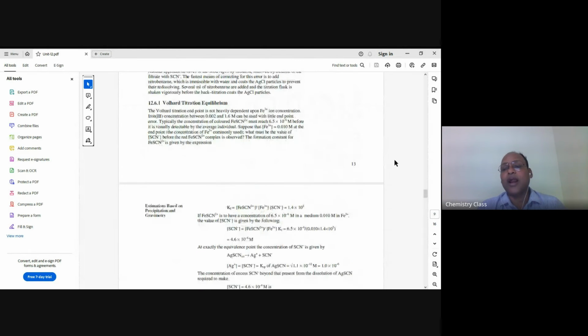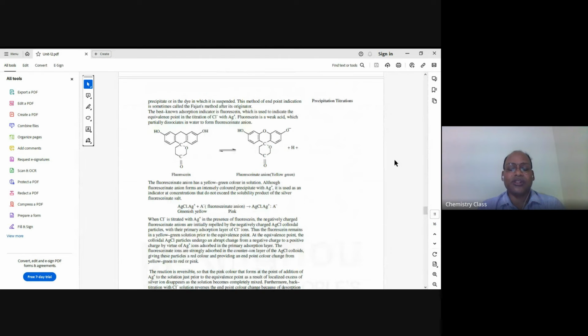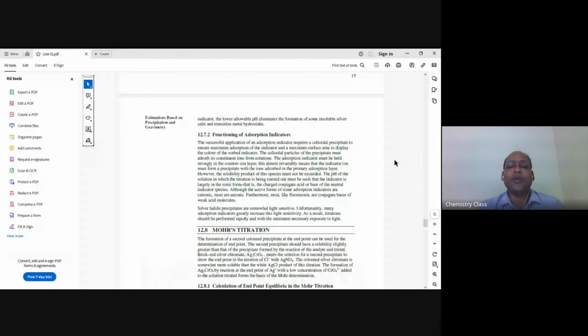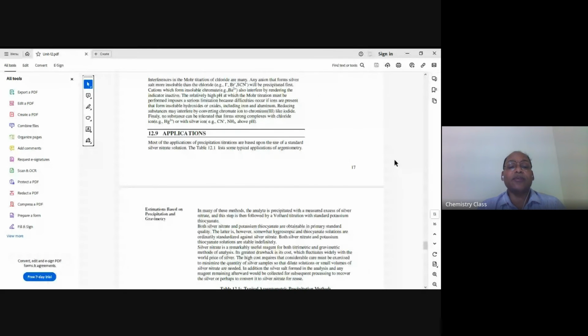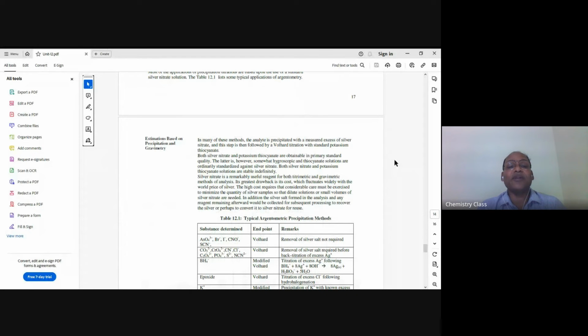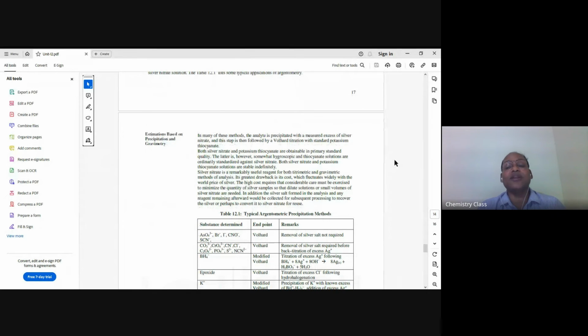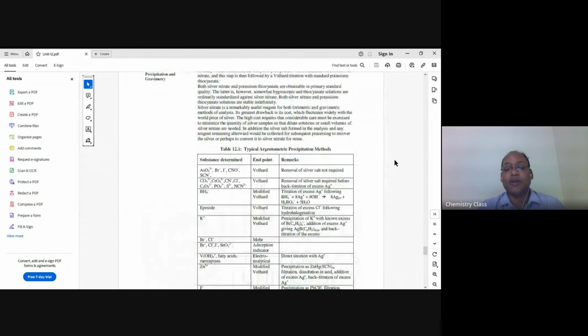Volhard, Fajans, and that is this Mohr titration. You can use it in different applications. Application means estimation based on precipitation and gravimetric methods. In this case, you can use these three particular types of titrations.